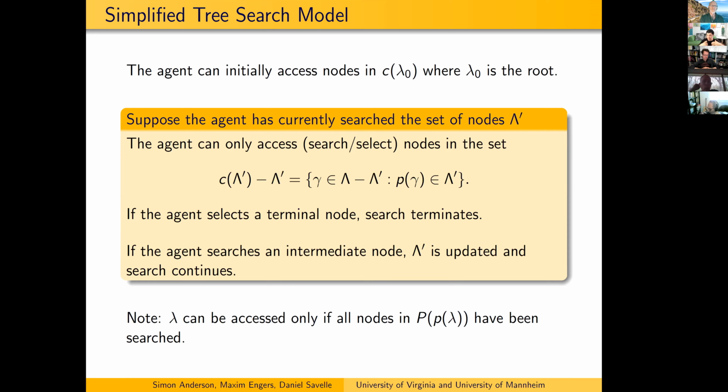If the agent selects a terminal node as their next option, search terminates. And if the agent selects an intermediate node, then the set of nodes that have been searched is updated to include the node that just got searched. And note, because of this setup, lambda can only be accessed if all of the nodes leading to it have been accessed. There's no jumping down this tree.